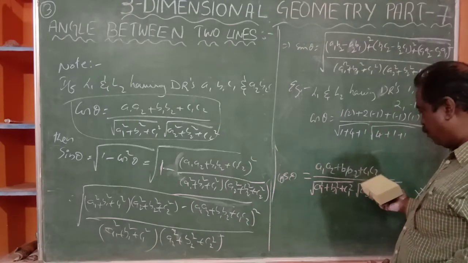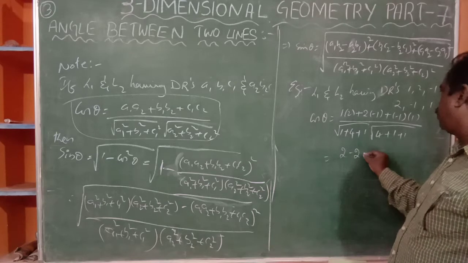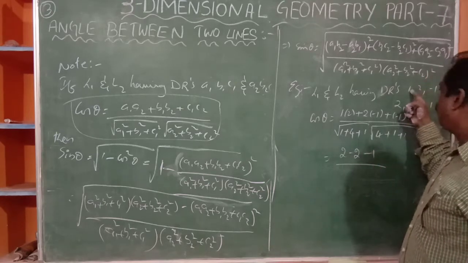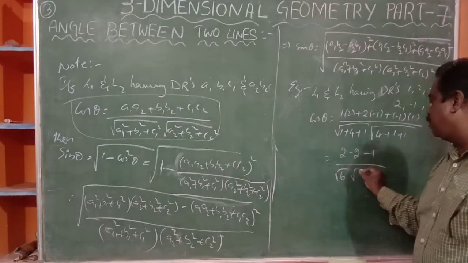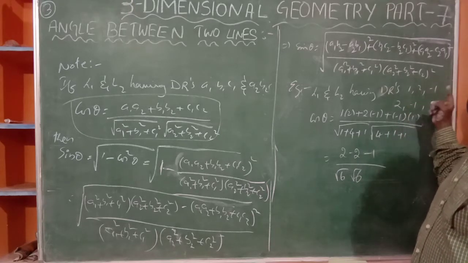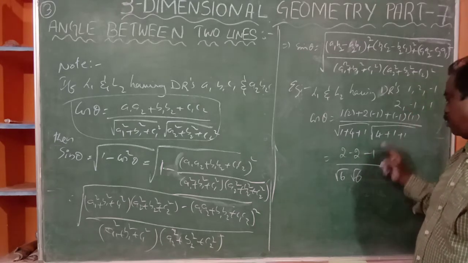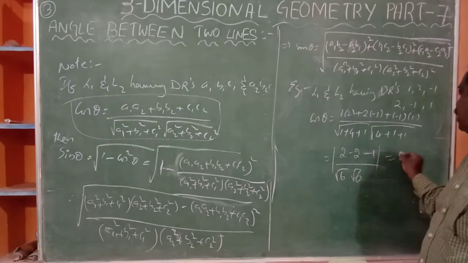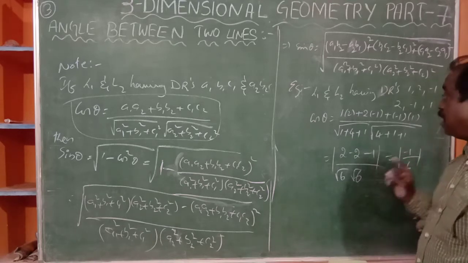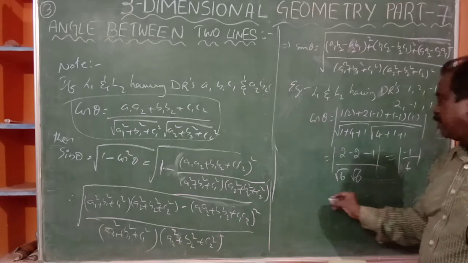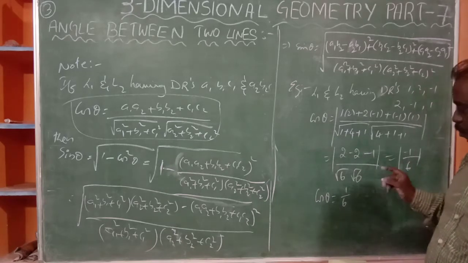Okay, now this property, I am using this property. Okay, now it is 2 minus 2 minus 1. This one is 1 into 2, 2. 2 into minus 1, minus 2. Minus 1 into 1, minus 1. It is root 6 into root 6. Squares are there: 1 square plus 2 square plus minus 1 square, that is 1, 4, 1, 6. Similarly, 1, 1, 4, 6. So it is minus 1 by 6 will come. Okay? Minus 1 by 6. It is with modulus. You don't forget, it is modulus. So cos theta is equal to 1 by 6. Okay? Mod of minus 1 by 6, 1 by 6.